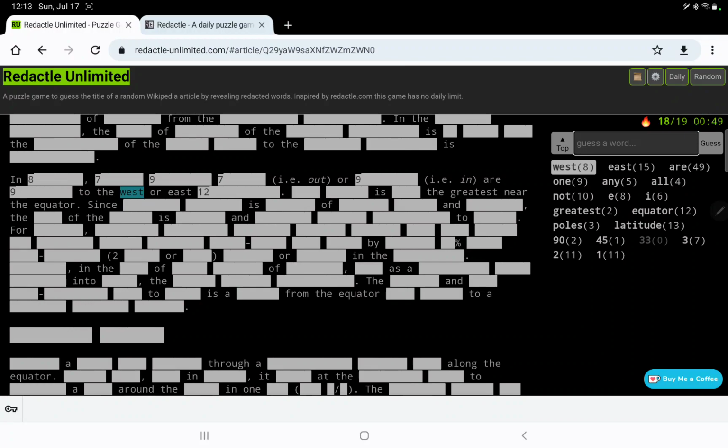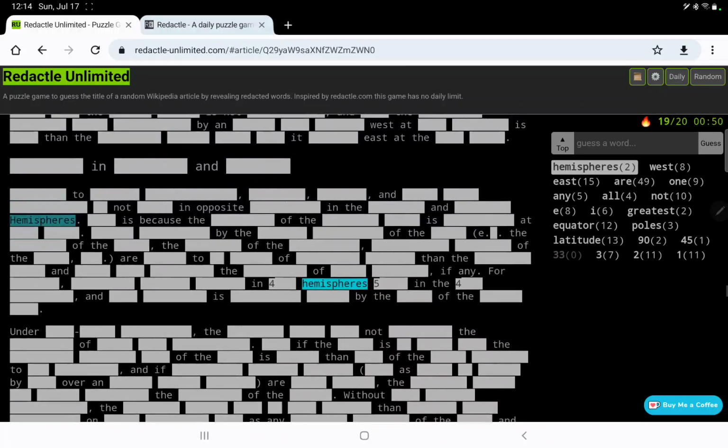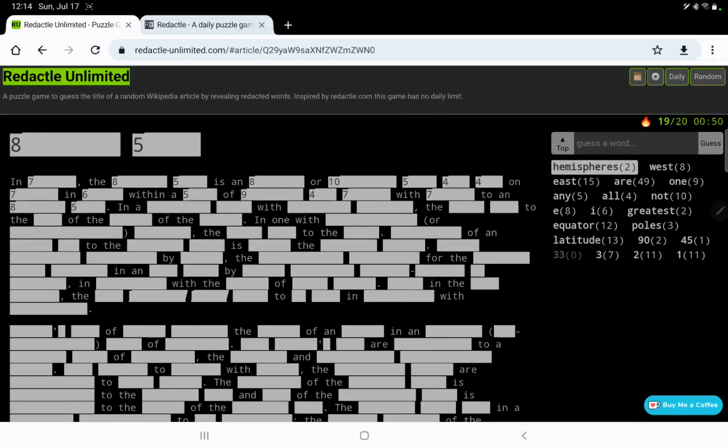Hemispheres? No, I think that's only 11, right? We do have two hemispheres. "In something hemispheres," okay. Let's go back up to the top, see what we have. Not seeing any words. Well, I guess the word "one" has appeared.